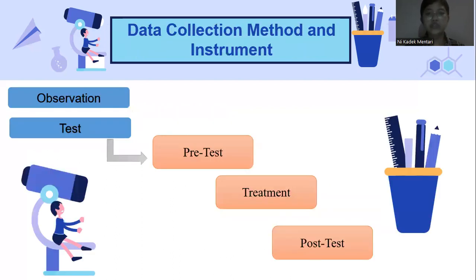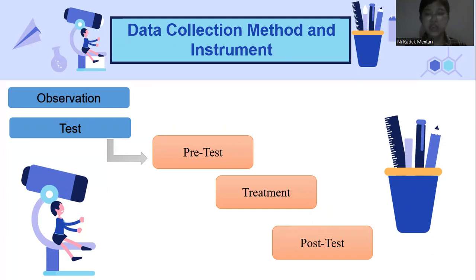So the next one, I would like to explain to you about the data collection method and also the instruments. This study used two kinds of data collection techniques to support this research. The first one is observation and the second one is a test. The observation is used to directly observe the condition in the field, so that researchers can observe students learning to speak English using YouTube as a learning media. Researchers can also observe the influence of using YouTube as a learning medium in improving students' English speaking skill.